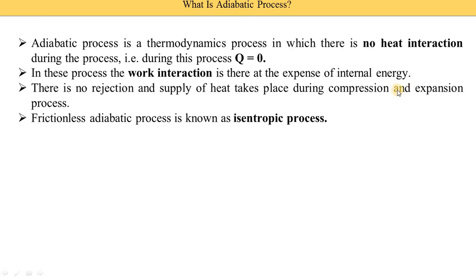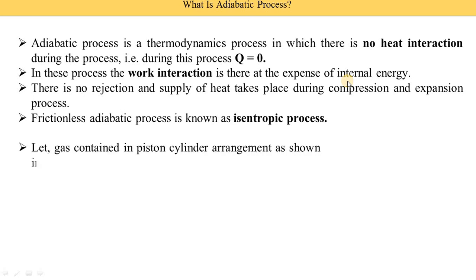Generally for the compression process we require the compressor, for the expansion process we require the turbines. These compressor and turbine have a lot of moving components, and in the moving components there is friction. It is not possible to run the compressor and the turbine without friction. Suppose we can run this compressor and turbine frictionless, then this adiabatic process is called the isentropic process.